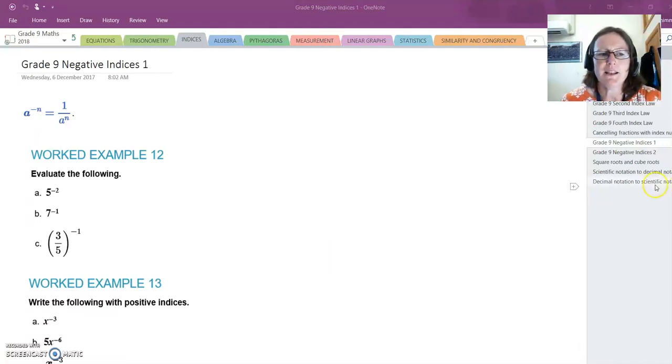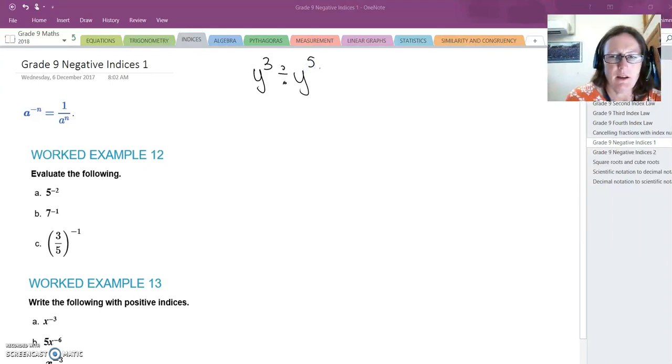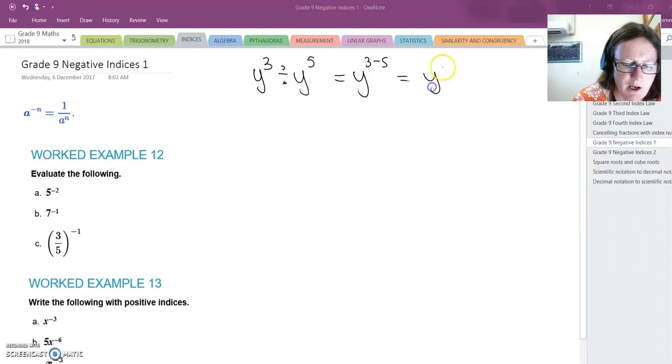Okay, let's look at negative indices. I'm going to have something like y to the power of 3 divided by y to the power of 5. If I use index law 2, the bases are the same and it's a division, so I go 3 subtract 5, which is y to the power of negative 2. So that's the first way of solving it.